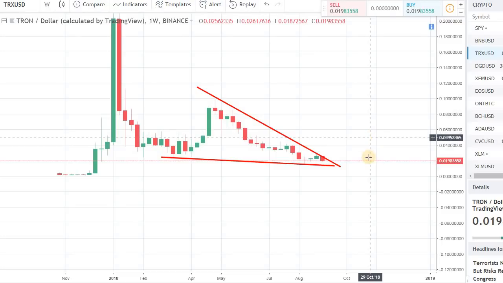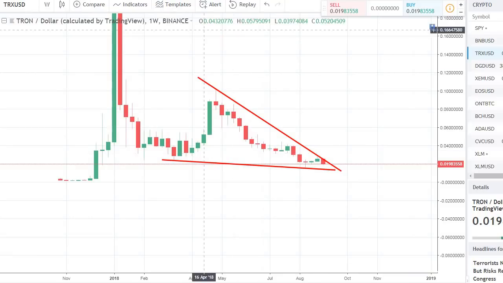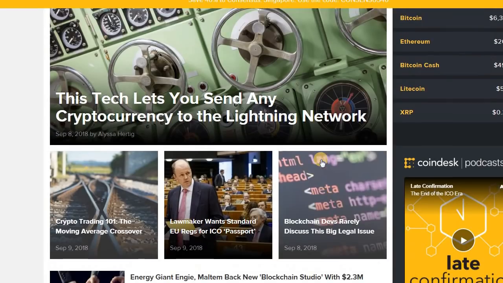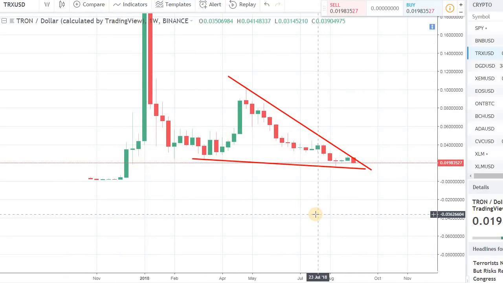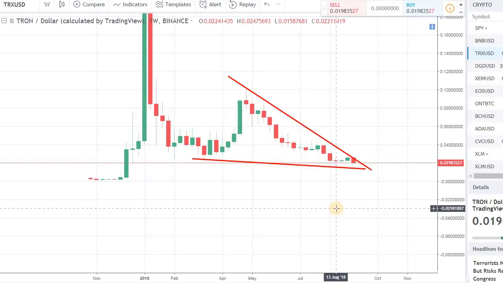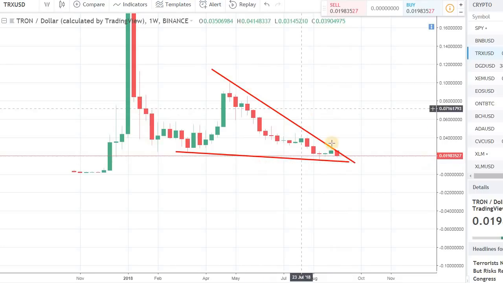So the lesson I'm trying to tell you is, when you see a lot of negative events and negative news in the market, and the market is not making new lows, that's a very good indication that the market has really baked the negative news into the price action of the coin.